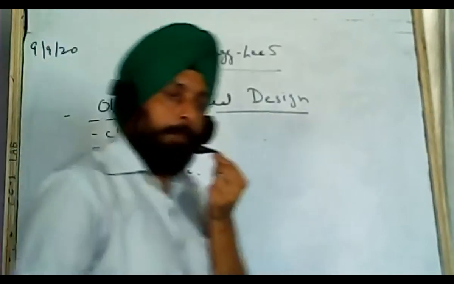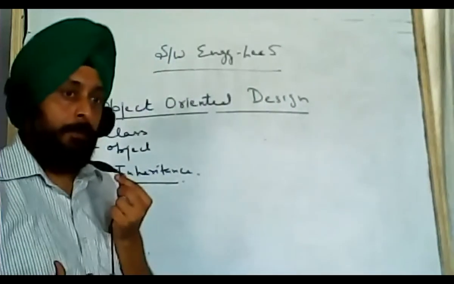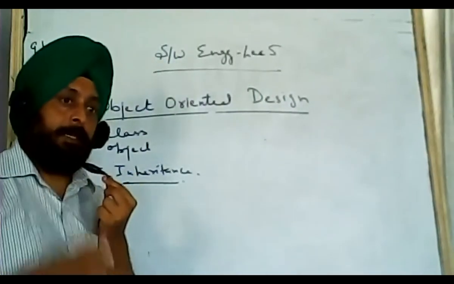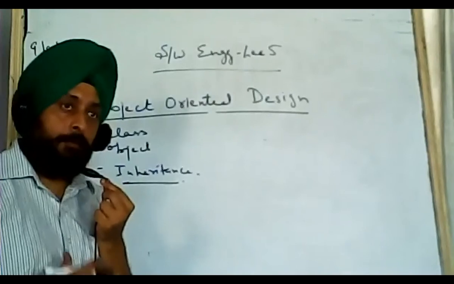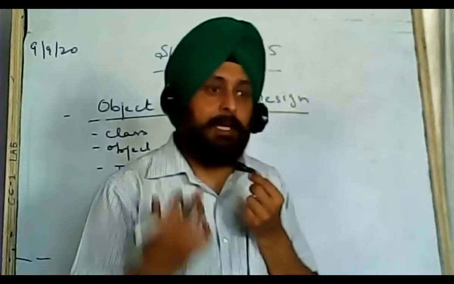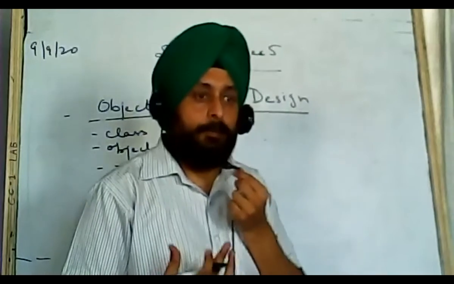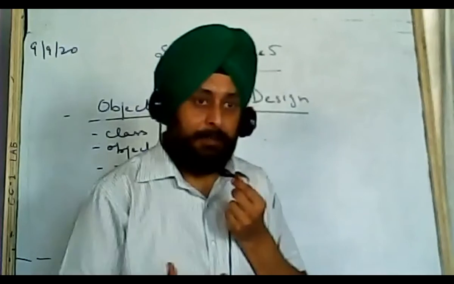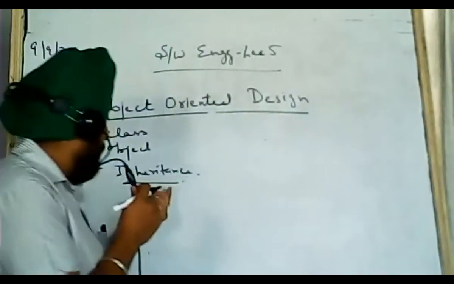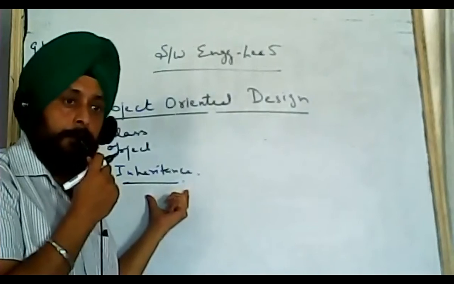Inheritance is the property of defining a new class on the basis of an already present class. So you make a new class. The new class is known as the derived class, and the class which is already present is known as the base class. So the derived class inherits the properties of the base class.